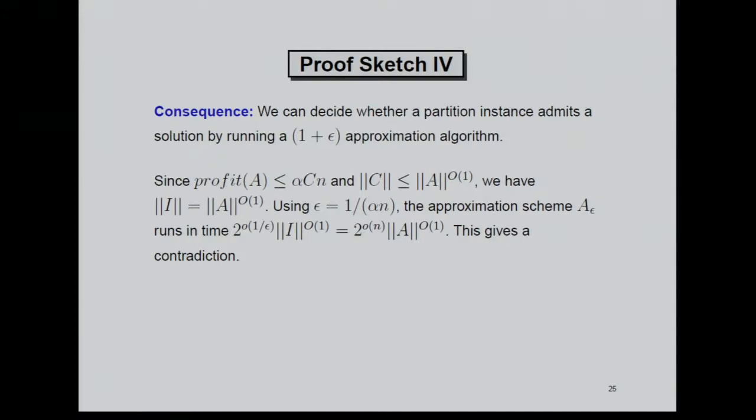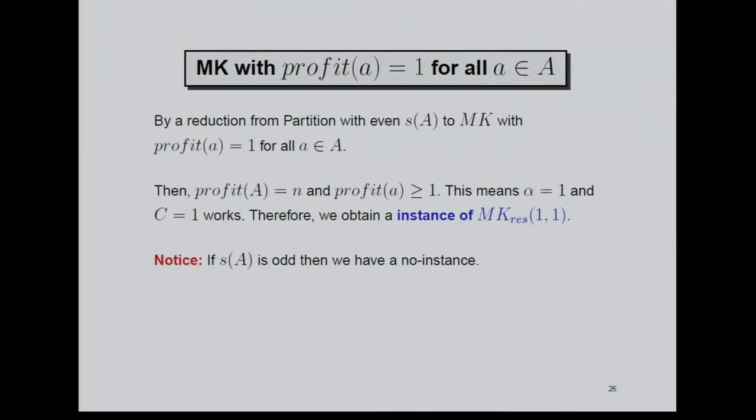So what remains is to construct these corresponding restricted versions. The first case is quite easy, if the profit is always 1. So you take a partition instance and simply take the sizes and choose always the profit equal to 1. Then we see the profit of all items is the number of items n. The profit is at least 1. So you can choose alpha 1 and c equal 1 and you are done. The bounds for c hold and that's fine. So that's the simplest case.